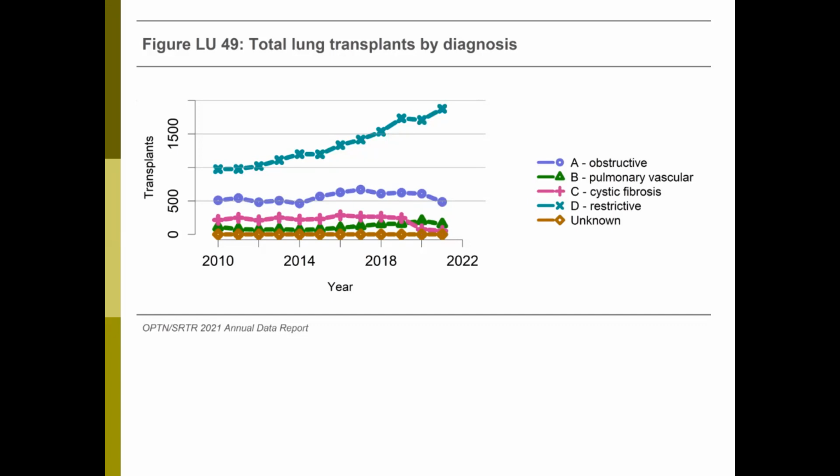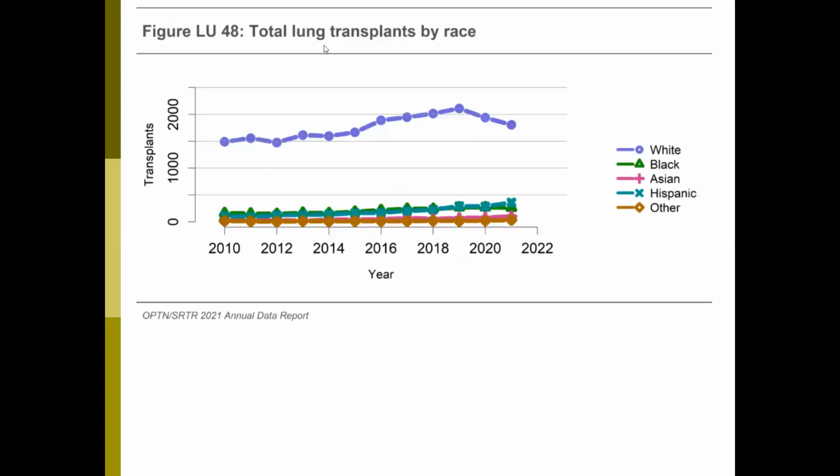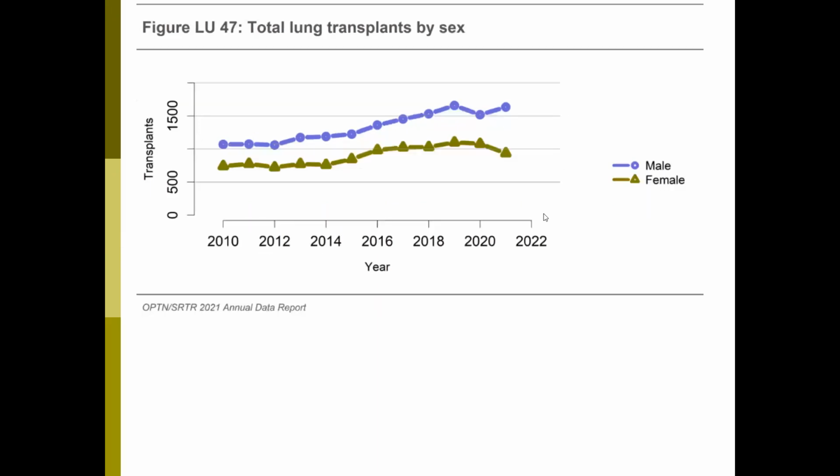Patients with IPF rather than patients with COPD are getting transplanted, and we'll talk about when and how that happens. Here is the total lung transplant race, and this is more about understanding the societal reasons why white individuals get transplanted dramatically more than individuals of other races. Nothing medical here, it's probably more societal reasons.